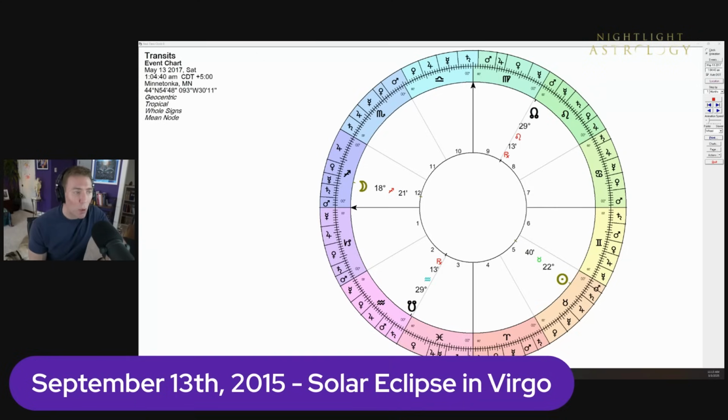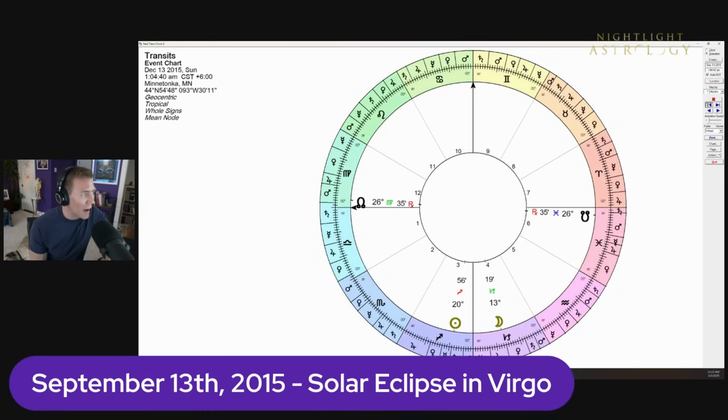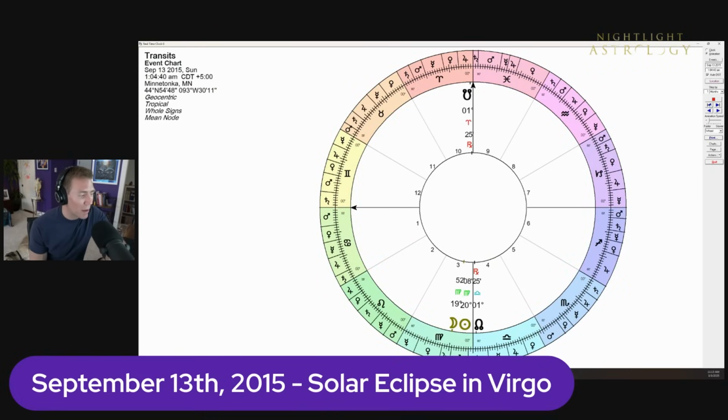So we can connect this portal of time that we are in now back to this time. Now, what I want to do is let's go backward in time a little bit. Let's roll ourselves back here to September 13th of 2015 when we had this solar eclipse in Virgo. Let me give you a very brief example from my own chart.